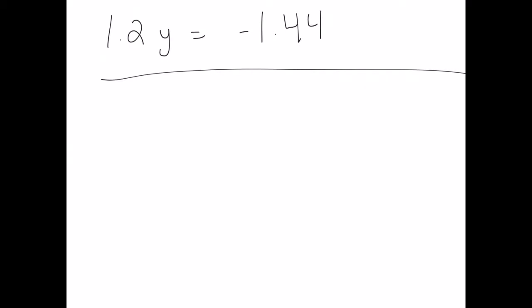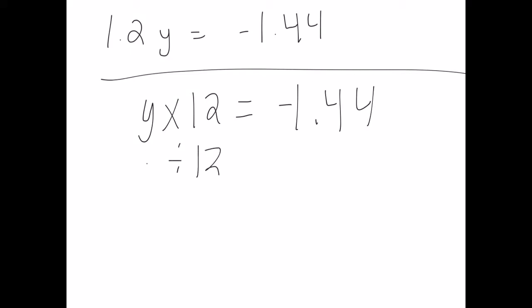So for this problem, you would first need to write it down and set it up. So now that you've written this down and set it up, you're going to want to change the multiplication sign to a division sign. Now that you've done that, you're going to cross out both of the 12s because that equals 1. Now you would do the division.